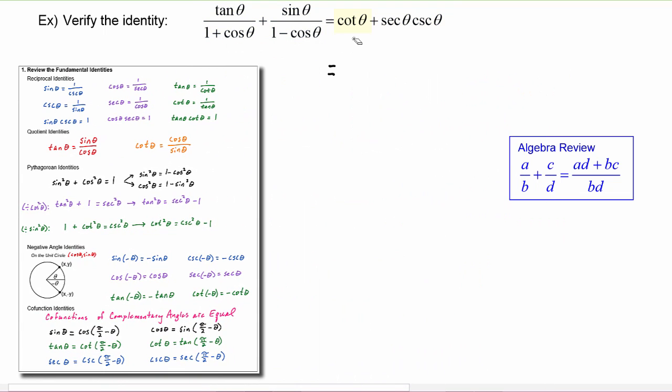We know that cotangent theta is cosine theta divided by sine theta. We know we have to add to that. Secant theta is 1 over the cosine of theta times cosecant theta, which is 1 over the sine of theta.